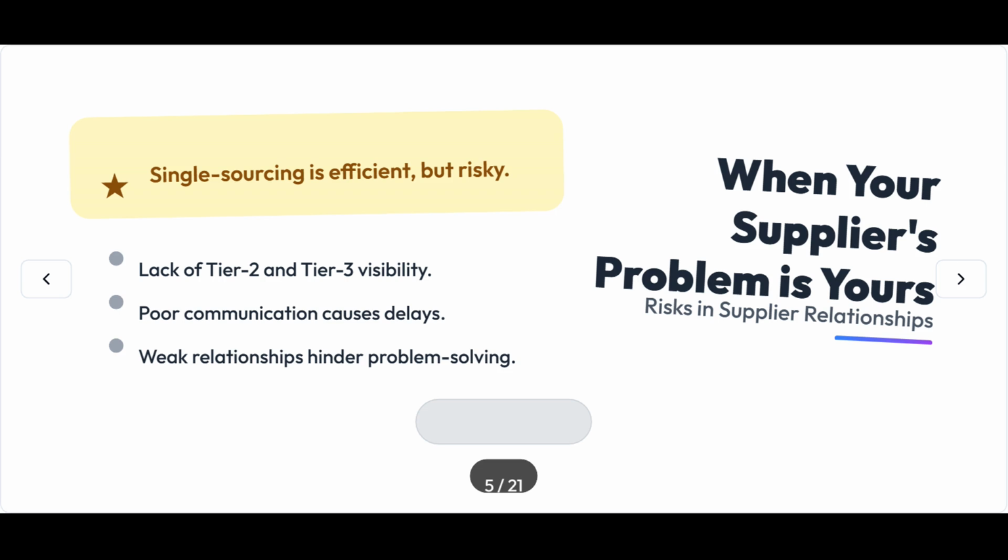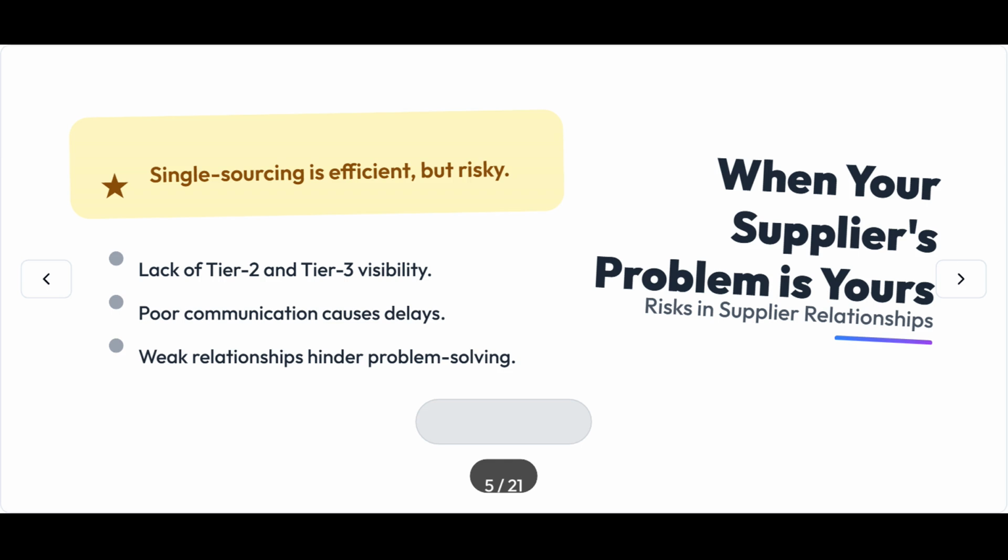Another risk is not knowing enough about your suppliers. You might know your direct supplier, but do you know who their suppliers are? These are your Tier 2 and Tier 3 suppliers. A problem with a raw material provider you've never even heard of can stop your supplier, which then stops you.